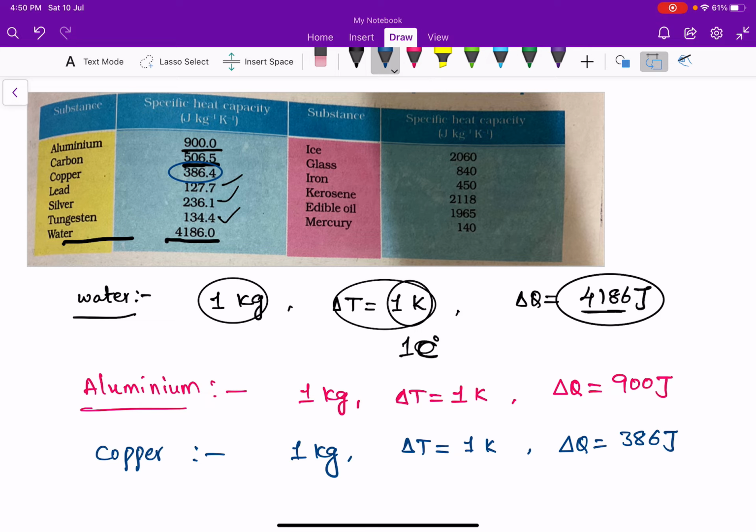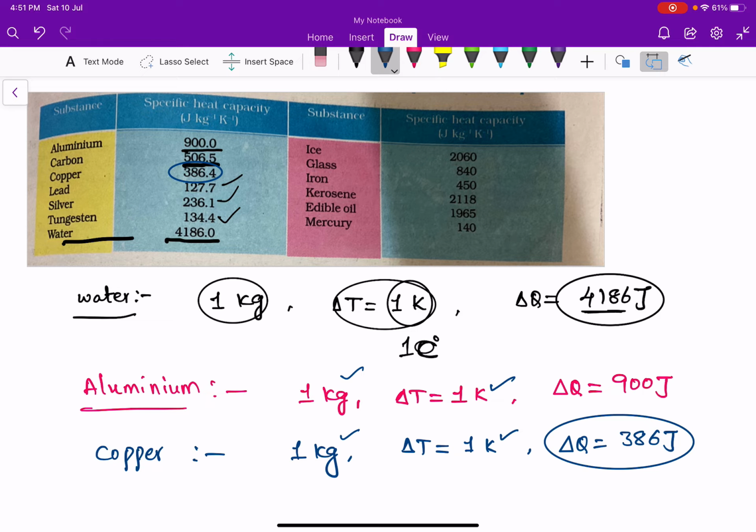So the temperature rise is the same in both cases, and the amount of substance is the same in both cases. Which one will be heated up quickly? Which substance will require less heat energy? Copper requires less heat energy compared to aluminum. That's why we prefer copper bowls instead of aluminum bowls to cook, because copper takes less heat energy to raise the temperature by 1 degree Celsius. That's why the cooking bowls are coated with copper at the bottom, because its specific heat capacity is less.